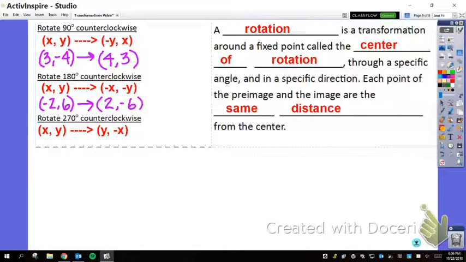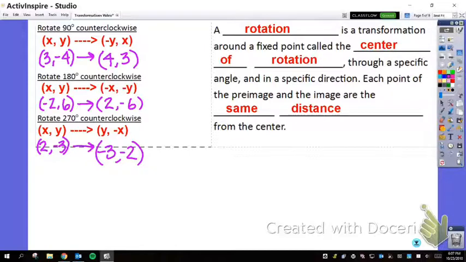Then we have our rotation of 270 degrees. And so if we start with x, y, then the coordinates flip and the x becomes negative. So we have y, -x. So if we have 2, -3, then our new point would be, the y stays the same, just put in a different place, so -3, and the opposite of 2 is -2. So that would be our new coordinate for rotations.